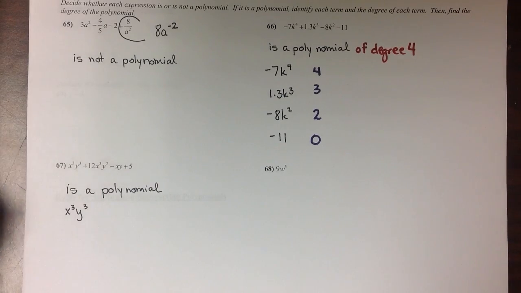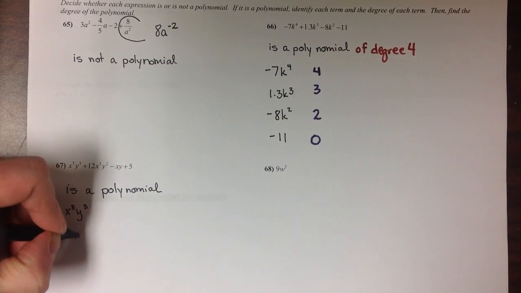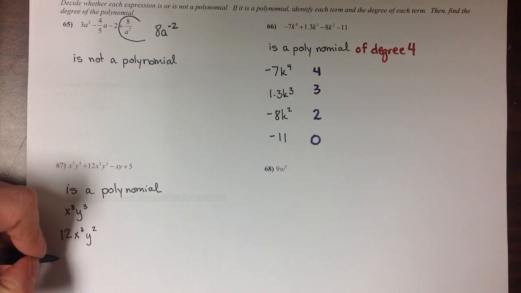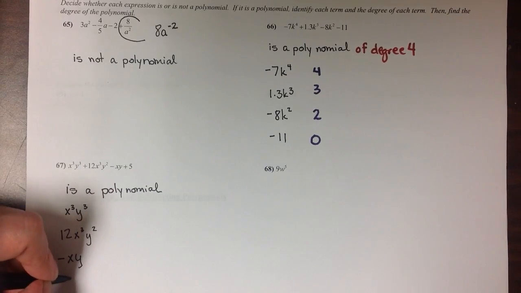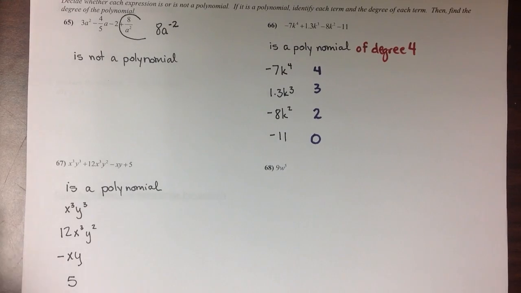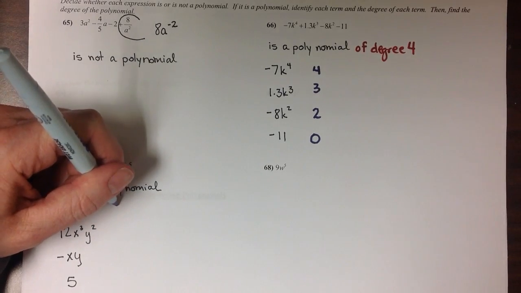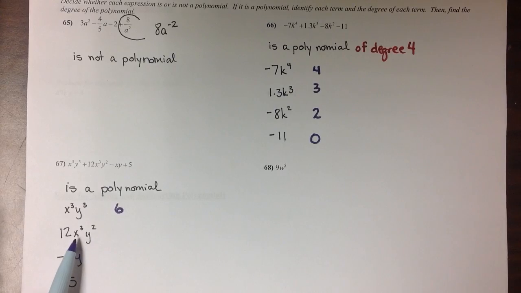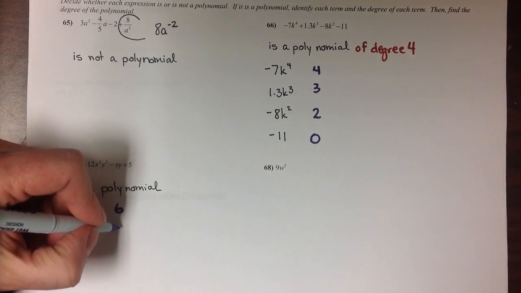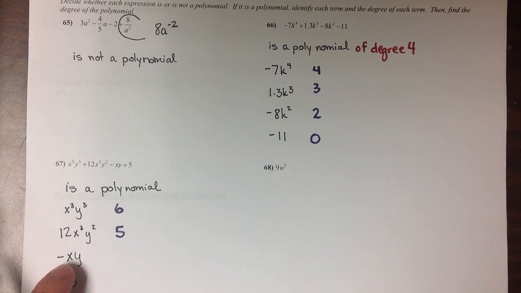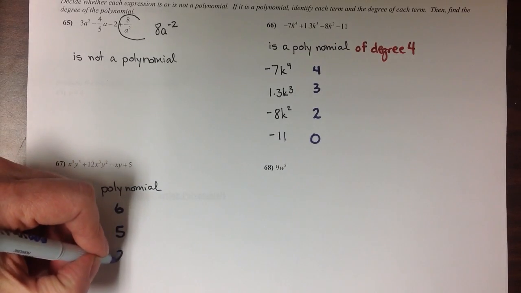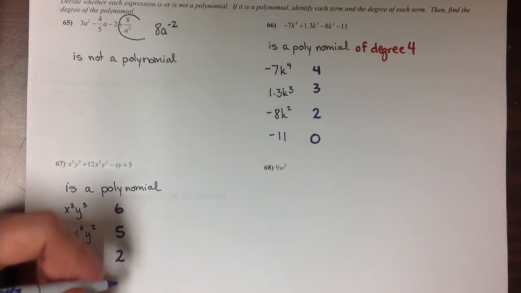X cubed y cubed is our first term. 12 x cubed y squared, negative xy, and 5. Then assessing the degree of the individual terms. Since this term has two variables in it, we're going to add their exponents together. So this term has a degree of 6. This one has a 3 and a 2 for a total of 5. Here, this is x to the 1, y to the 1. So this term has a degree of 2. And the 5 has a degree of 0.